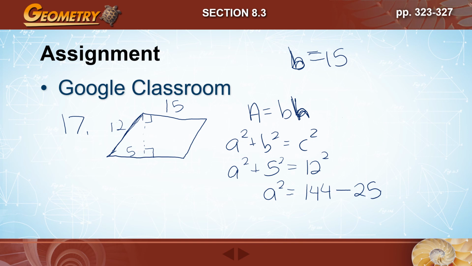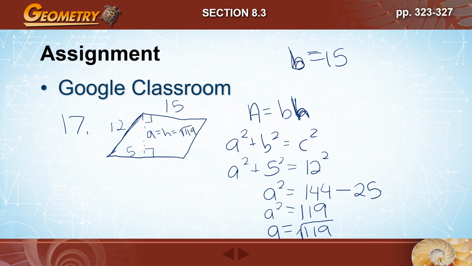Okay, so then I'm going to do a squared is equal to 144 minus 25 is 119. Okay, and then I need to get just a by itself. So I need to take the square root of 119. So a is equal to square root of 119. Okay, and 119 is not a perfect square, so I'm just going to leave it like that. Remember, do not put it in decimal unless it is requested. Okay, so now I found my a. That is the height. A equals height, which equals square root of 119.